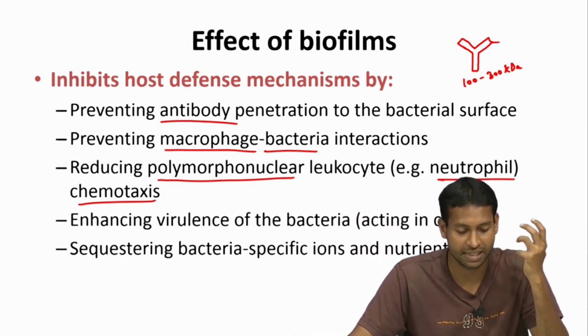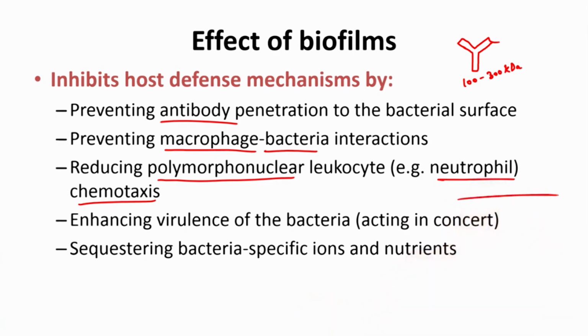Now, what also starts happening is that the bacteria, which are happy in this slimy layer, start interacting with each other. Let us say a particular bacterium has developed a mutation that causes it to become pathogenic. It can start to acquire those mutations, it can start to multiply, and it can start to degrade the surrounding environment to get more nutrients and growth factors for its growth. So, that becomes a major problem again. They start sequestering bacterial specific ions and nutrients too.